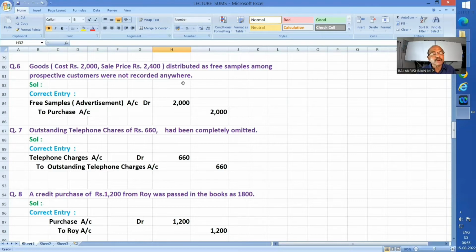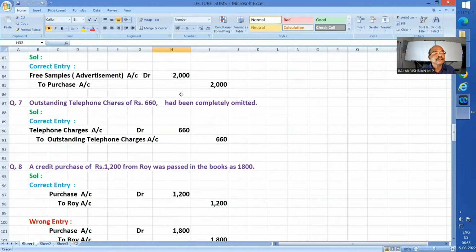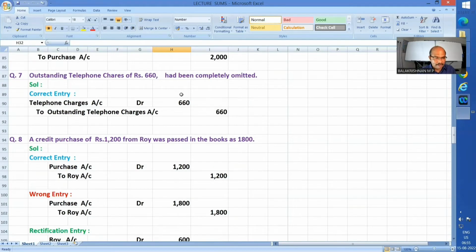In what ways may it be diverted for non-trading purpose? Suppose the proprietor takes it for personal use, again purchase will be credited. Okay. So here the expenditure concerned is free samples, or in other words, advertisement account debtor to purchase account. Okay. So question number 7.